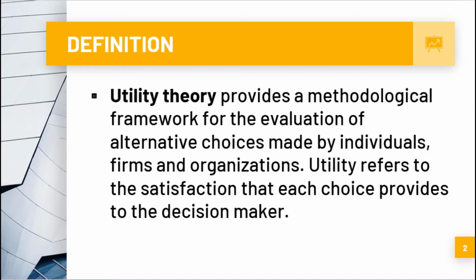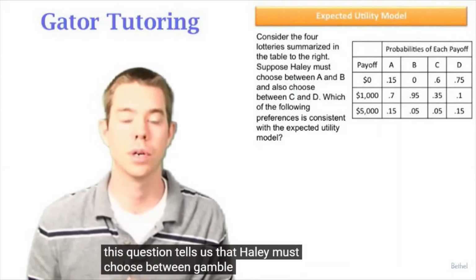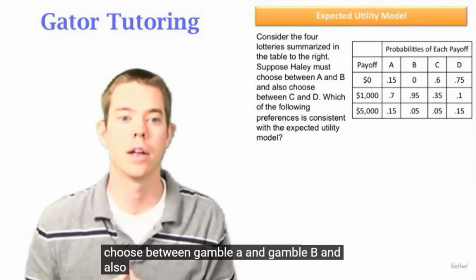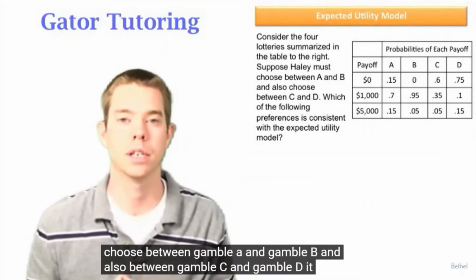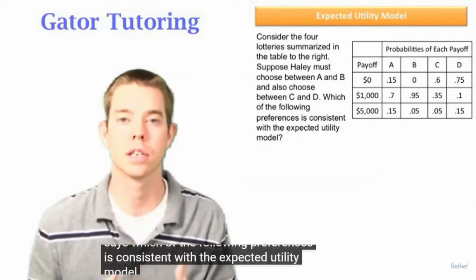So how is utility measured? This video that I will show you will give an example of data using the utility theory model. This question tells us that Haley must choose between gamble A and gamble B, and also between gamble C and gamble D. It says which of the following preferences is consistent with the expected utility model.